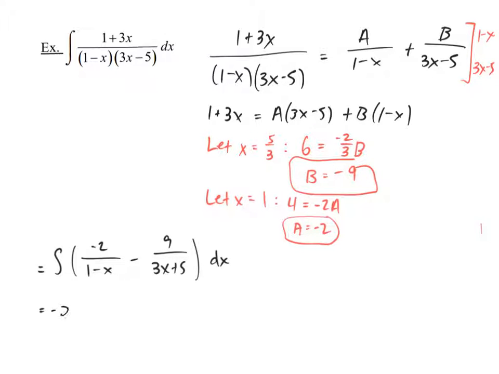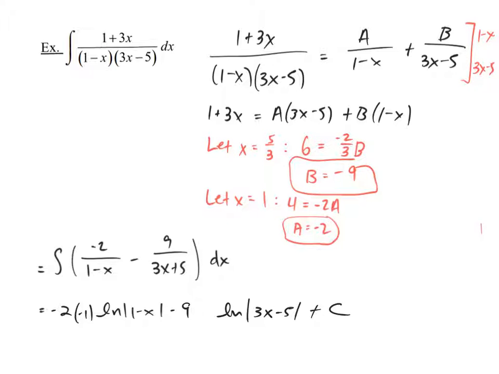So this is going to be negative 2. The constant there is just going to hang out in front. I'm going to leave some space and put the natural log of the absolute value of 1 minus x. And then because the derivative of 1 minus x is negative 1, I need something to cancel that out. And so I'm going to put a negative 1 right there. Minus 9, and I'm going to leave some space here. Natural log of the absolute value of 3x minus 5 plus c.